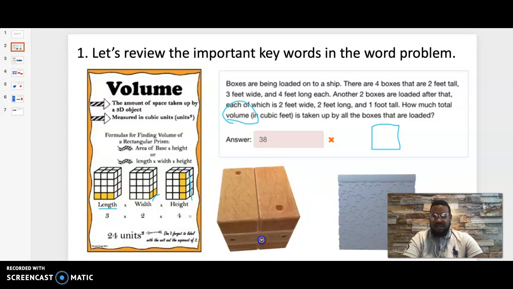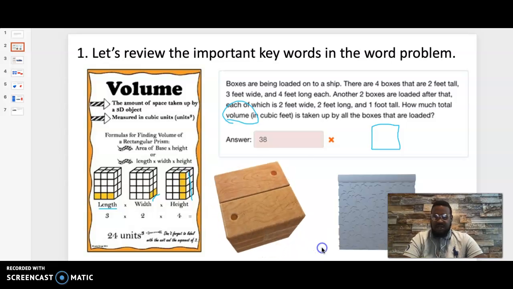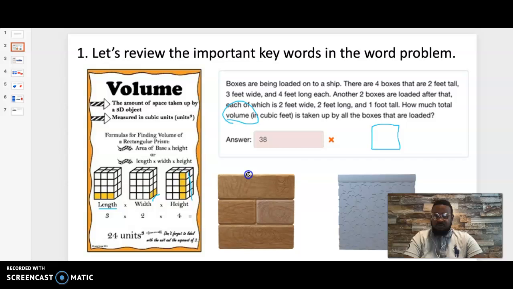this. This has volume. If there was a hole in it, I could put something inside. I can pour something in it. I could store toys in it. I can store video games or other sort of cool things in it. I can store my dolls in it, whatever I needed to do.